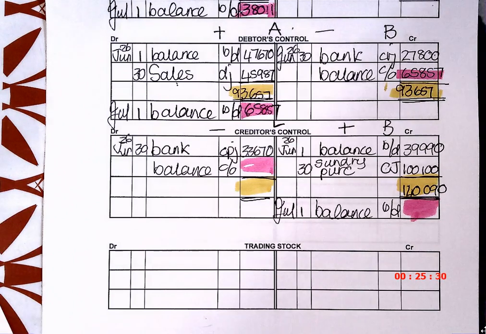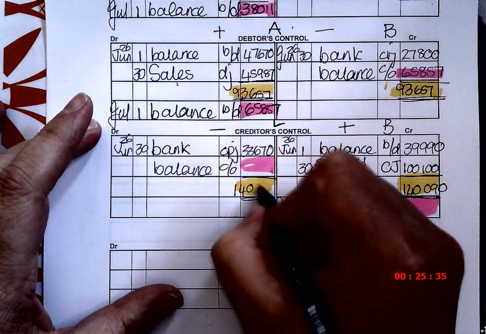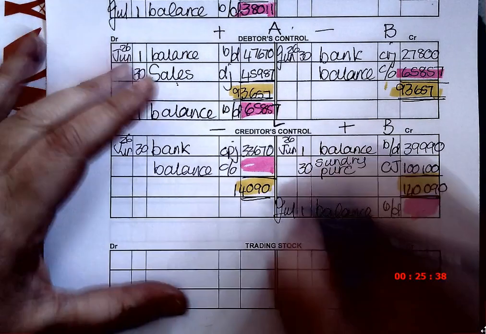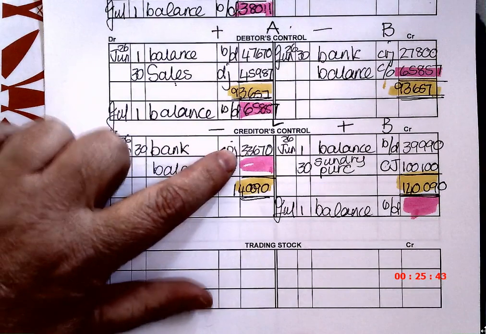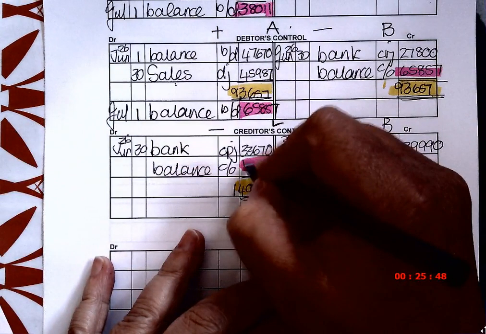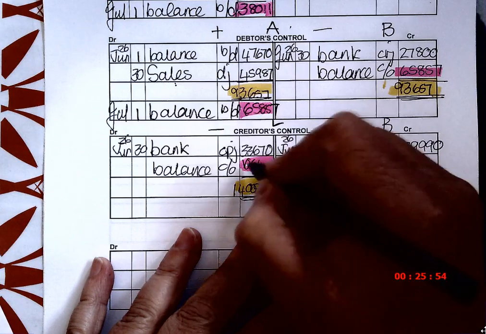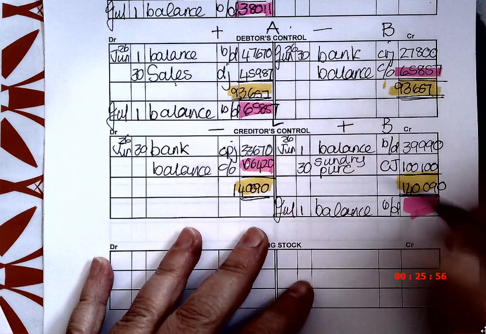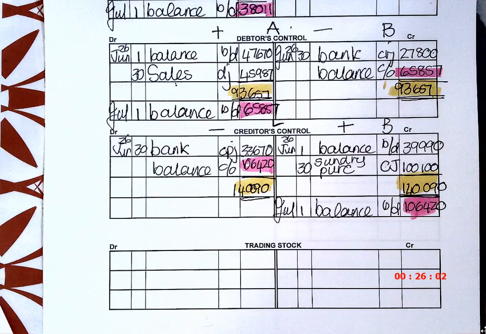Okay. So this 140,090 is going to go here. Ooh, I missed a 0. Okay. And now I'm going to minus the 33,670 and that gives me 106. Okay. Let's go on.